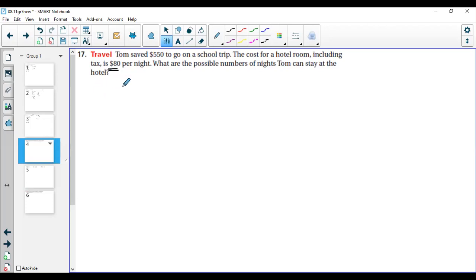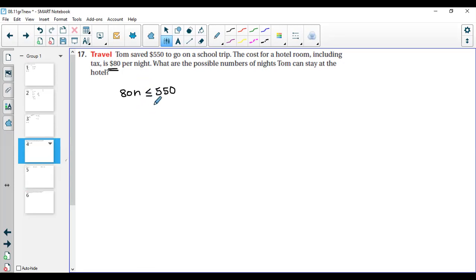But we have to write an inequality to find that out. To write the inequality, we start by saying 80 because that's $80 per night. We don't know how many nights he is going to stay, so let's name it n. It should be less than or equal to 550. Now, what reason do you think? Why did I choose less than or equal to 550? Can you think of any reason why I chose this?